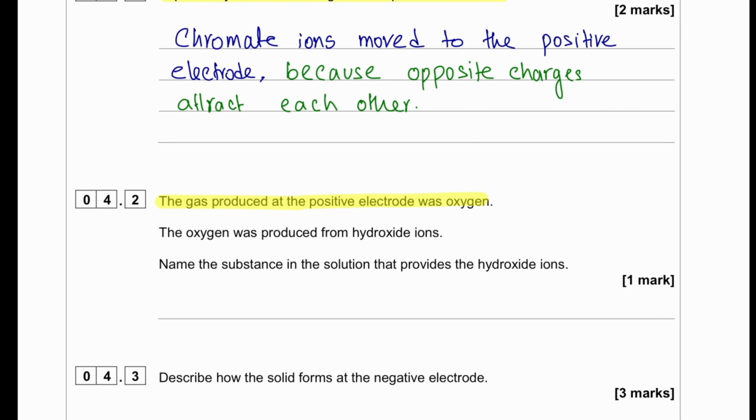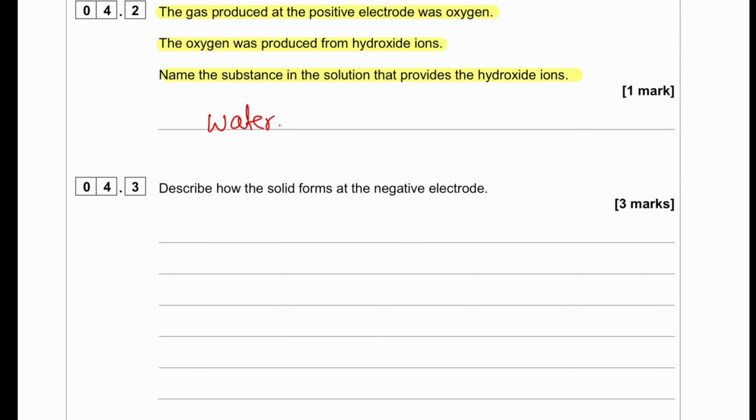The gas produced at the positive electrode was oxygen. The oxygen was produced from hydroxide ions. Name the substance in the solution that provides the hydroxide ions. So, we know that water is in solution, and water is H2O, and H2O splits into H plus ion and OH minus ion.